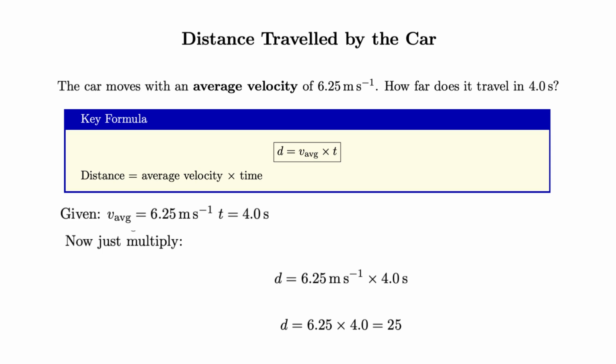d equals 6.25 meters per second times 4.0 seconds. First, ignore the units for a second and just do the numbers. 6.25 times 4 is 25. Now, bring the units back. Meters per second times seconds equals meters, so the seconds cancel out beautifully, and we're left with meters. Therefore, distance equals 25 meters. That's it. The car travels 25 meters in those 4 seconds.